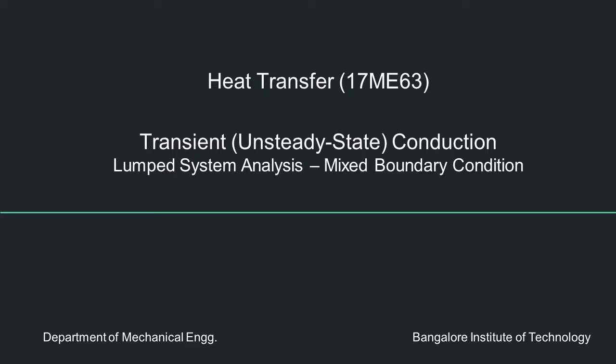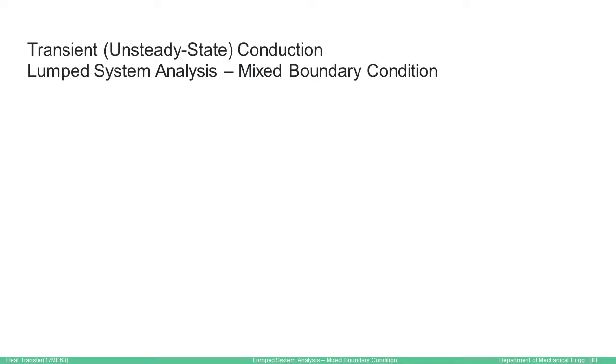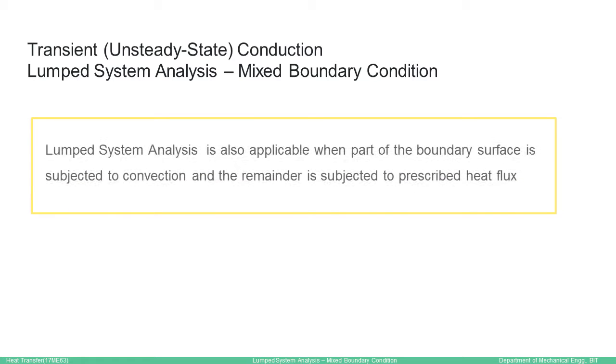Dear students, in this session we will understand the lumped system analysis applied to mixed boundary conditions. In the previous session, lumped mass system analysis is applied to a solid body which is exposed to convection at its boundary surfaces. But this lumped system analysis can also be applied when part of the boundary surface is subjected to convection and the remainder is subjected to prescribed heat flux also.